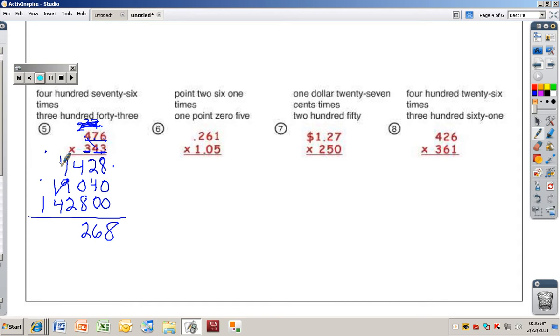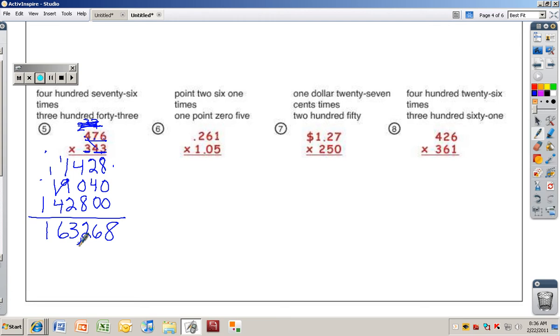So we have 9 plus 1 is 10. That's 13. Carry the 1. That's 6. And that's a 1. So we have 163,268. All right, let's go on to number 6.